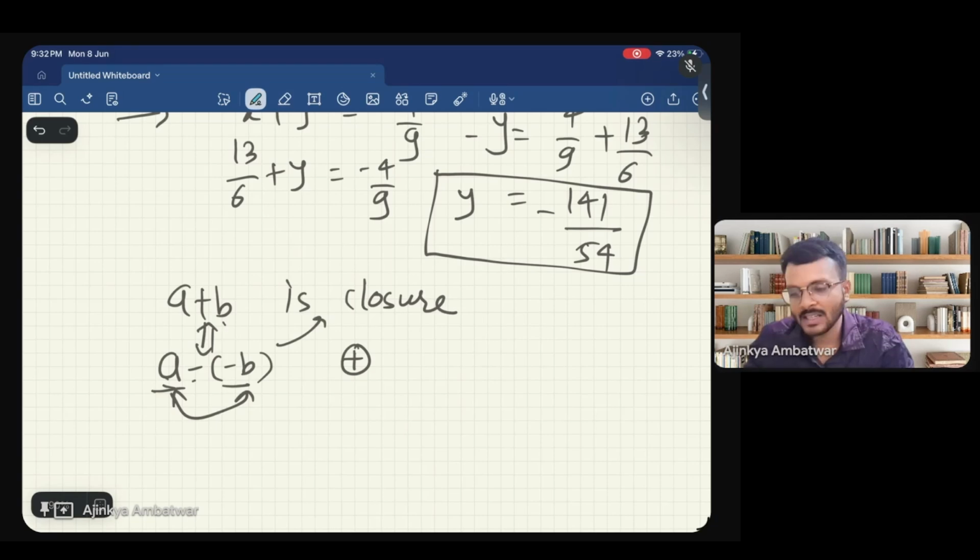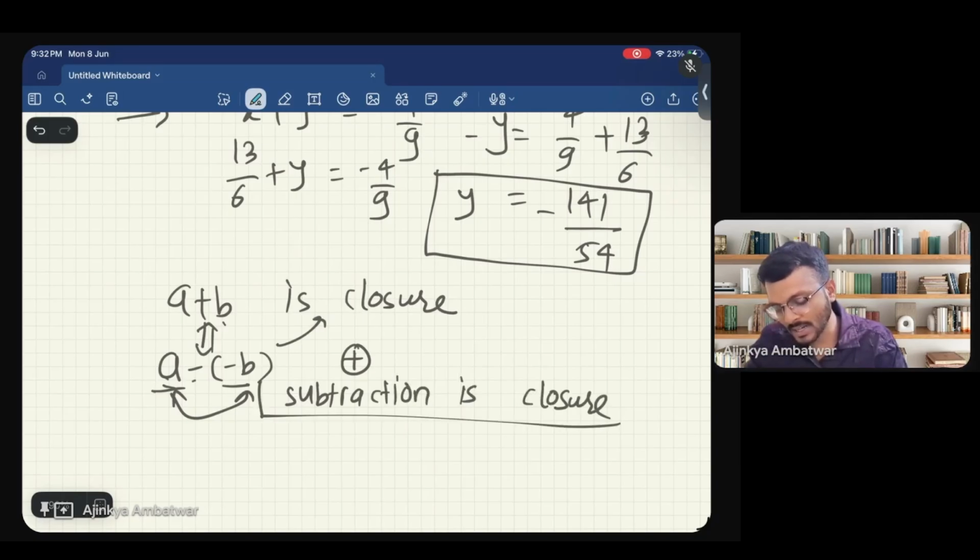Now, A and minus B are just some random numbers. There is no fixed set that A has to be this, B has to be this. If A plus B is valid for some numbers, then A minus minus B should also be valid, which means subtraction is also closure. Do you get what I said?